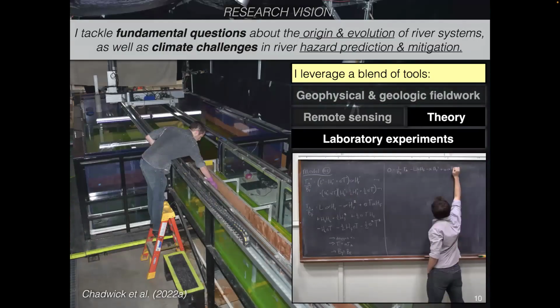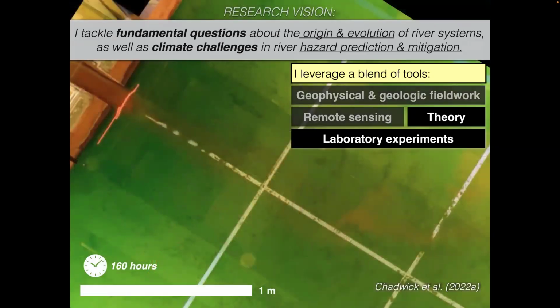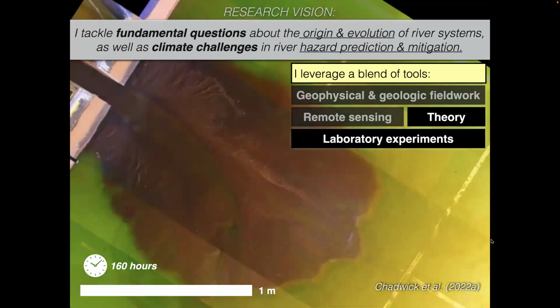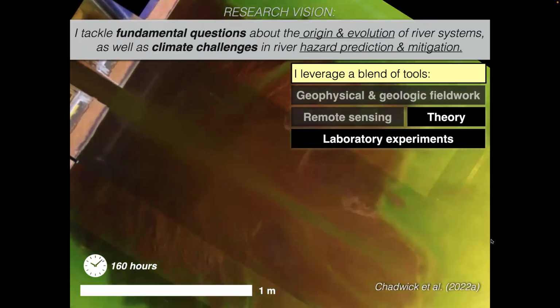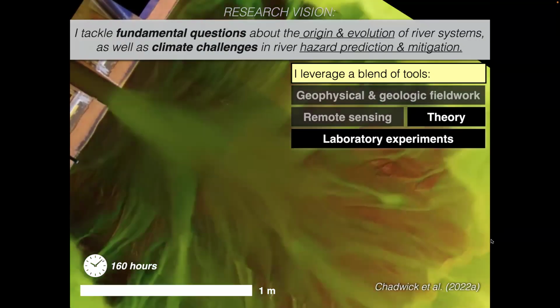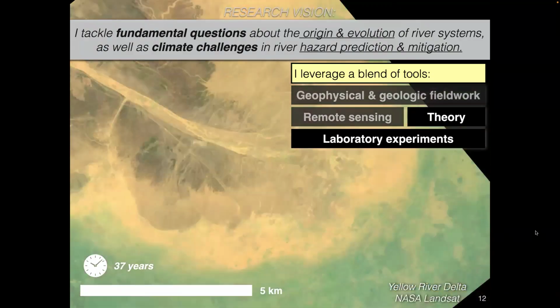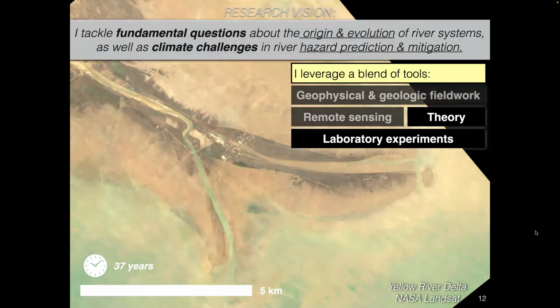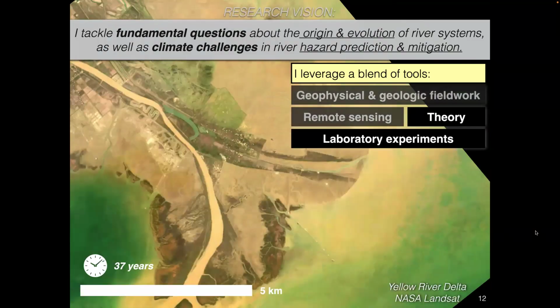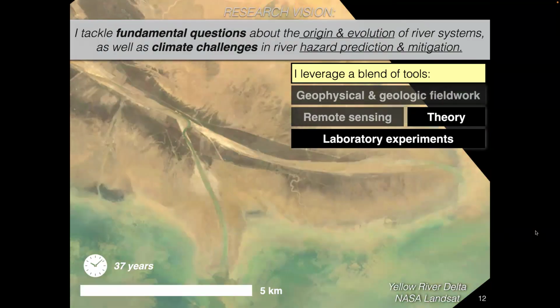I also am a big believer in using theory and laboratory experiments to help improve our understanding of river systems. So these are really cool because they basically allow us to go to the lab and speed up time and isolate variables. So here you're looking at an example of a river delta experiment that evolved over around hundreds of hours at the scale of meters that we can use to really compare and better understand systems in the field that can take place over decades to centuries at the scale of the landscape.